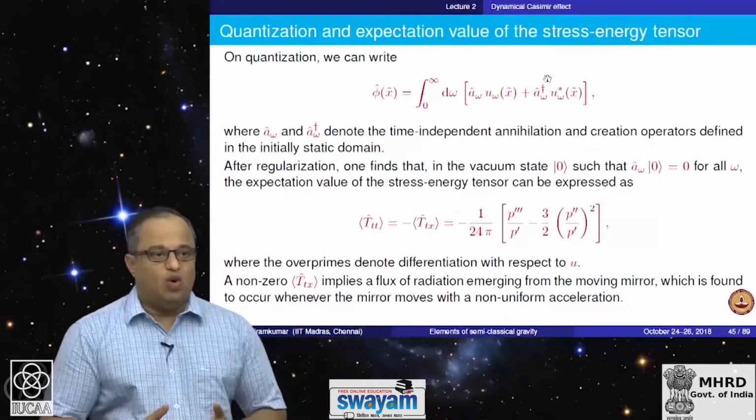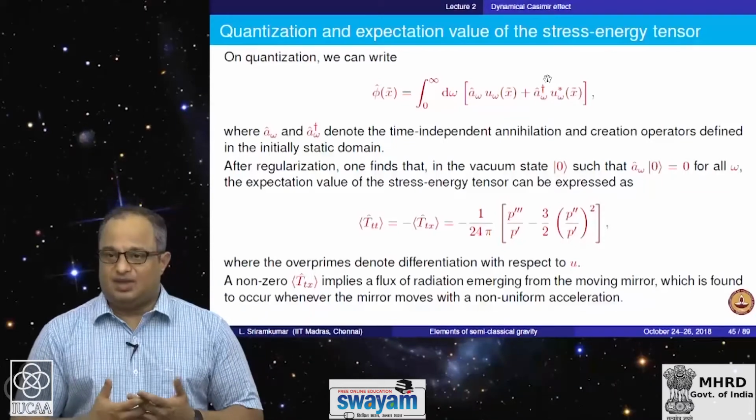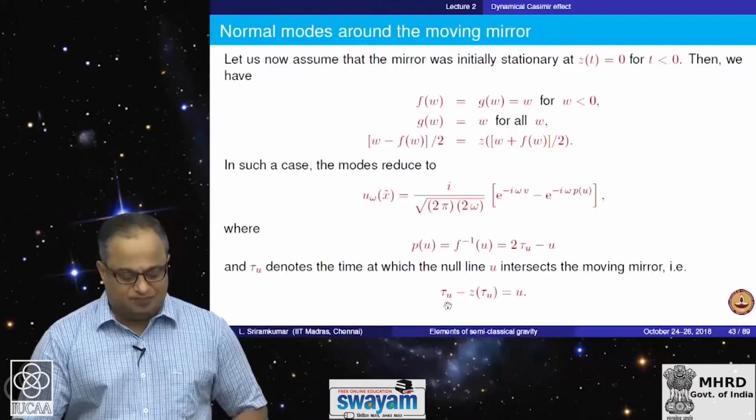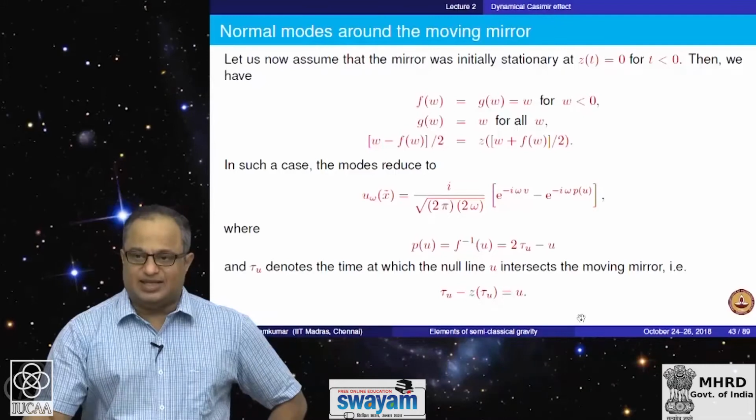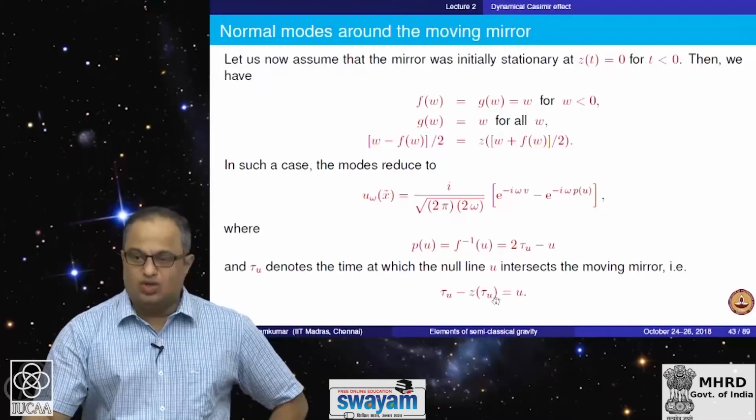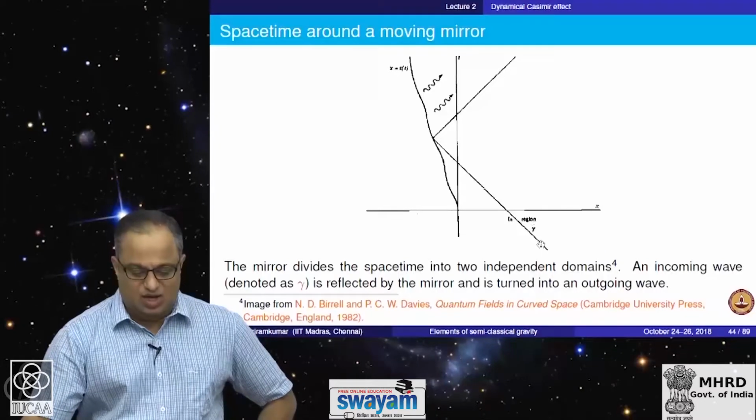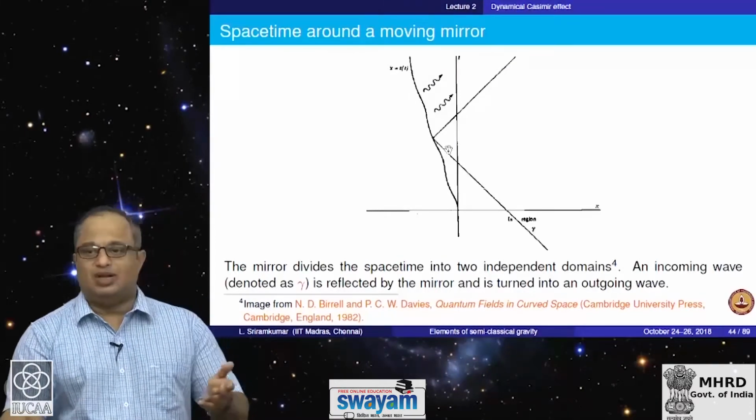and an incoming wave is turned into an outgoing wave. So, once you have the modes, and I want you to appreciate this applies to any trajectory z of t. Another point I want to emphasize is that, notice, tau u minus z of tau u is t minus x. When x is equal to z of tau u, t equals tau u. So, what it means is that for a given u, tau u is the time when the wave hits the surface of the mirror. That is what that tau u implies.